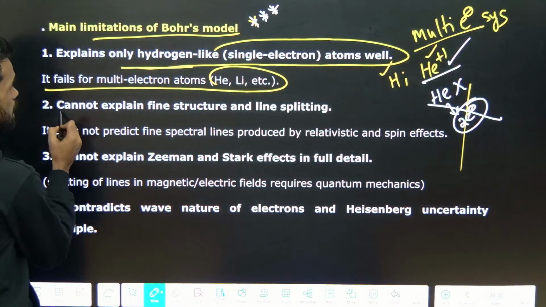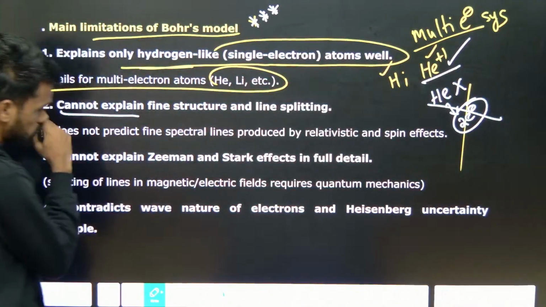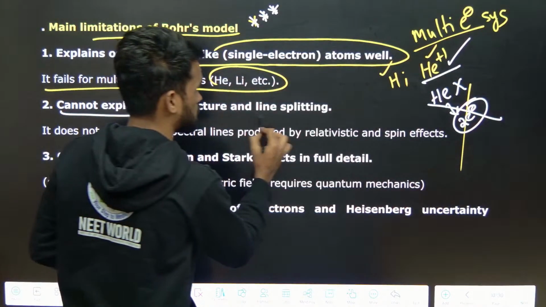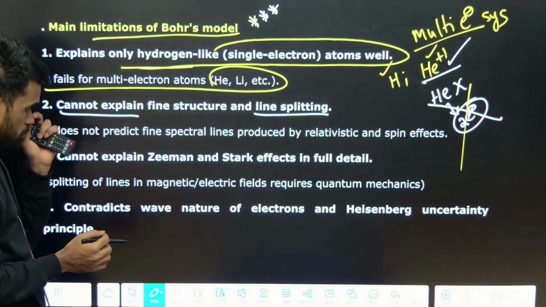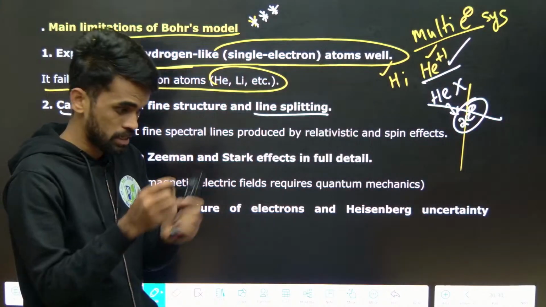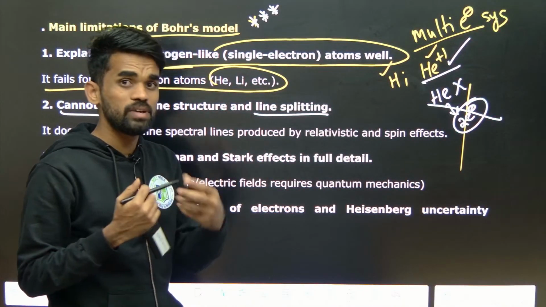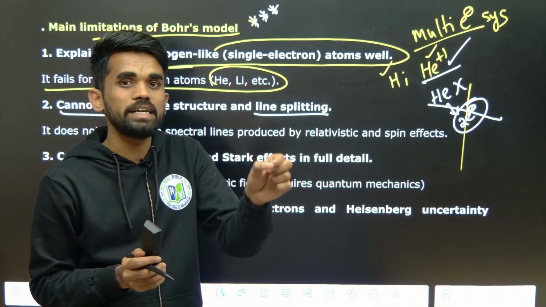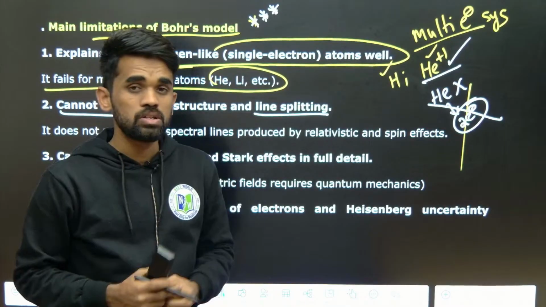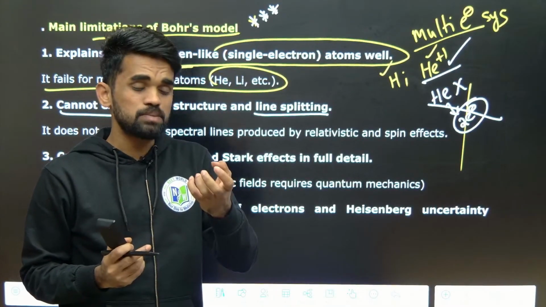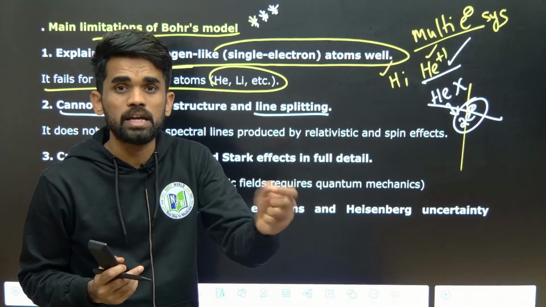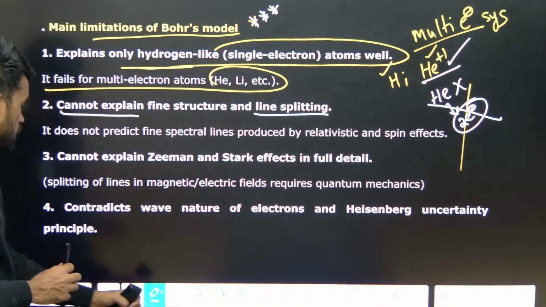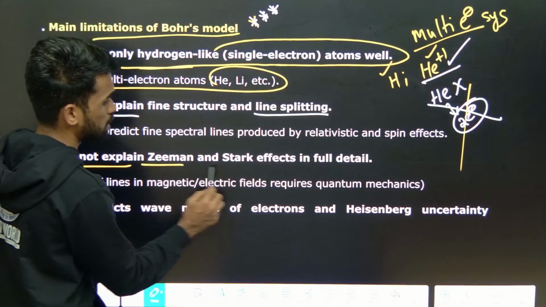Next, it cannot explain the splitting of line spectra. The spectral lines we have studied till now, like the Lyman series lines, when placed in an electric field and in a magnetic field, will further split. The splitting of spectral lines in the presence of a magnetic field and also in the presence of an electric field was not explained.